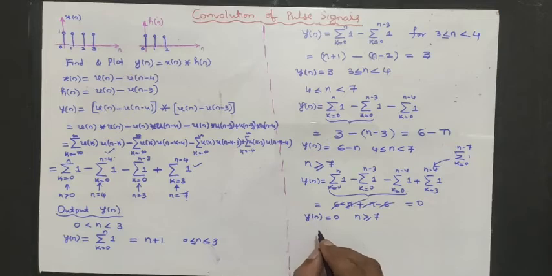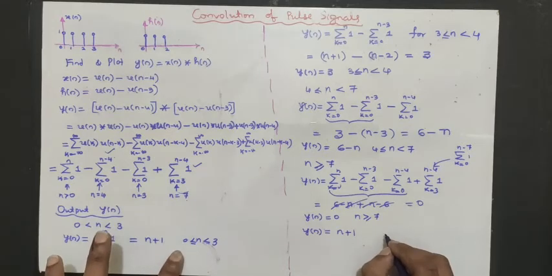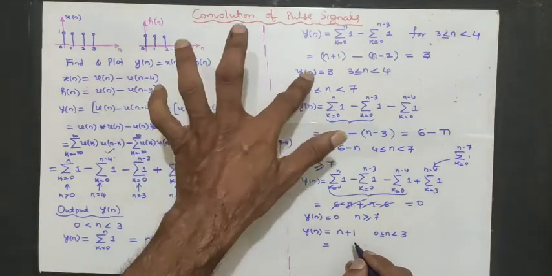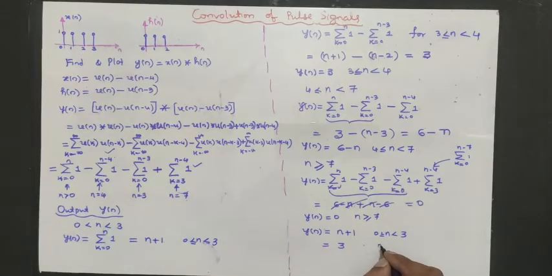I'm just writing all the answers now. y of n is equal to n plus 1 for n greater than or equal to 0 and less than 3, is equal to 3 for n greater than or equal to 3 and less than 4, is equal to the third answer, 6 minus n, for n greater than or equal to 4 and less than 7, is equal to 0 for n greater than or equal to 7. This is my complete answer.